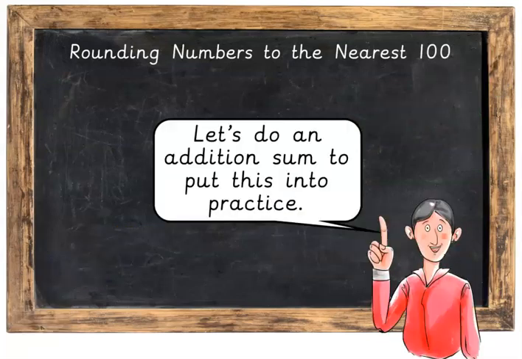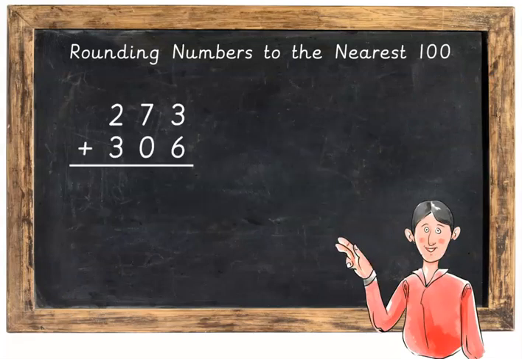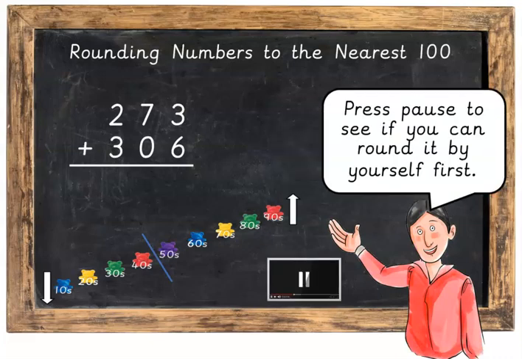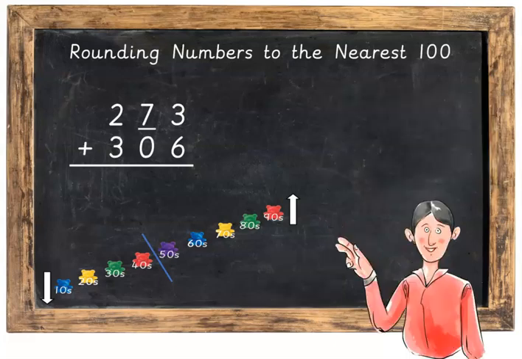Great! Let's do an addition sum to put this into practice. Here we've got 273 plus 306. We'll use the teddies again to help. Press pause to see if you can round it by yourself first, and then unpause afterwards.